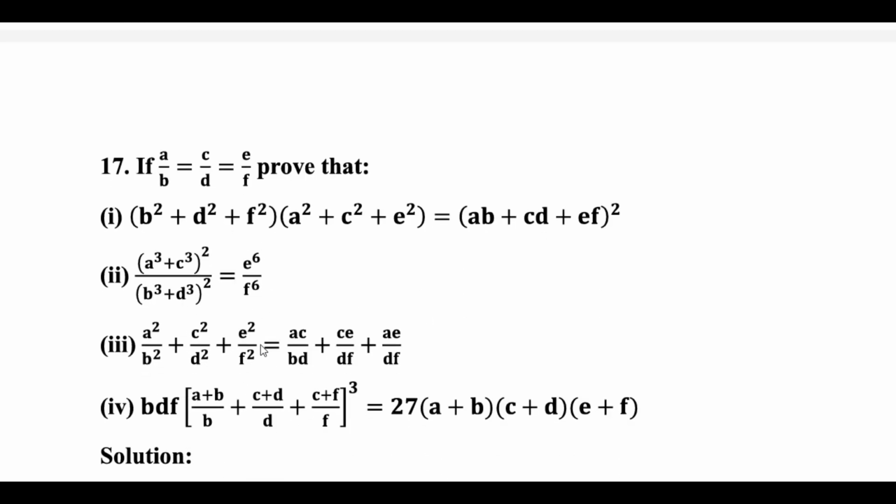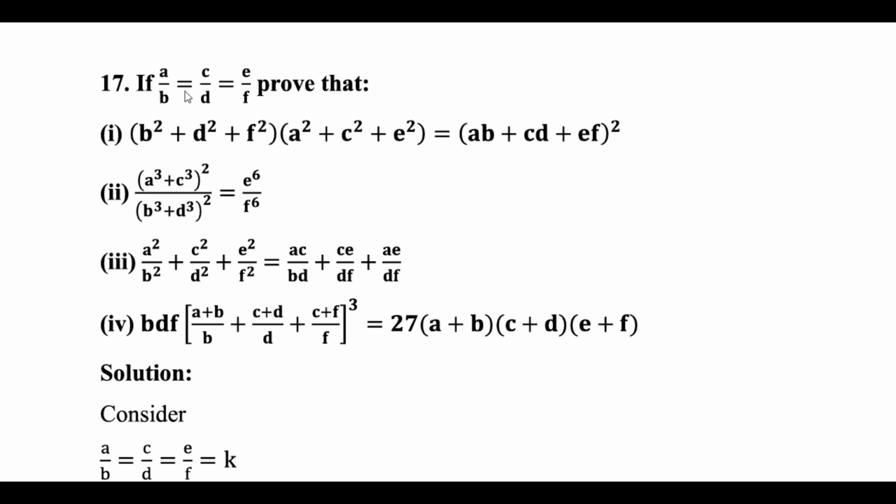Okay, come to the next problem. If a by b is equal to c by d is equal to e by a, prove that this one will be equal to this one. So let's see, four problems are given over there.